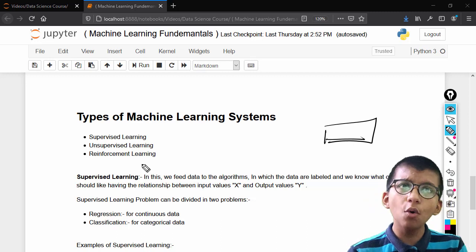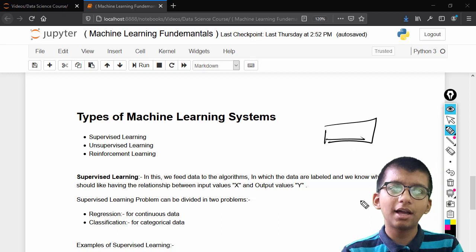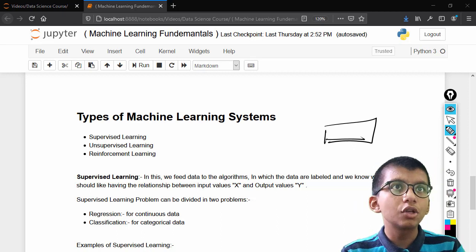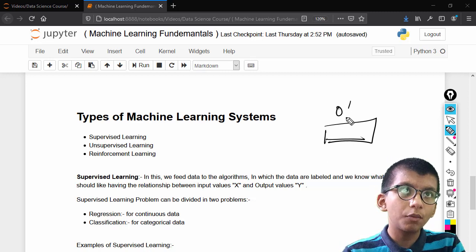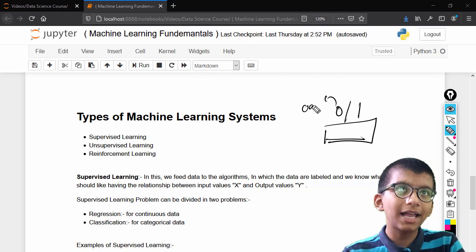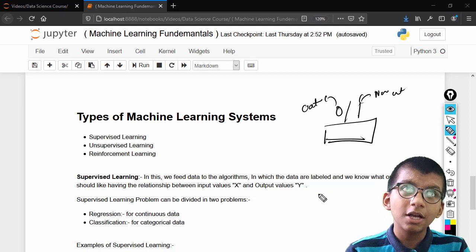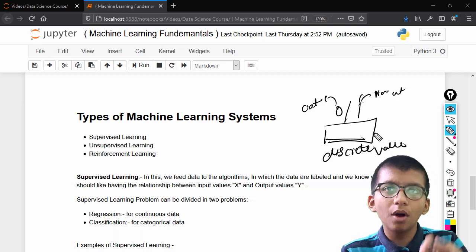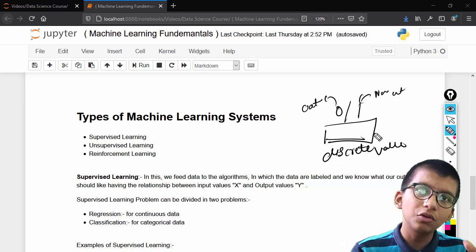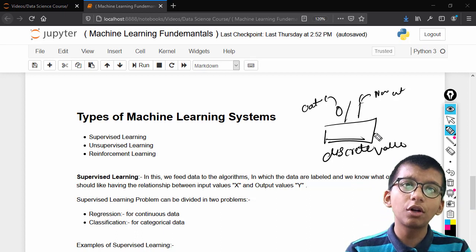And in classification, we know what our output should look like: either a cat or a non-cat. So it has two possibilities, 0 or 1. Let's denote 0 as a cat and 1 as a non-cat. So the output is a discrete value, meaning either 1 or 2, either cat or non-cat. This is called a discrete value. If you want to know more about discrete values, kindly comment down below.